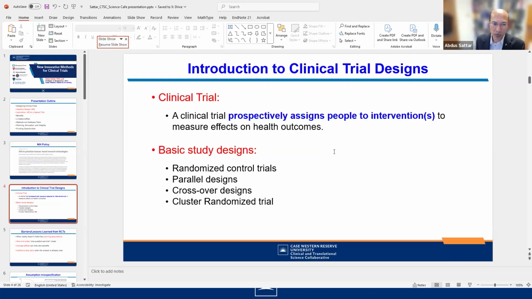So before getting into the adaptive trial design, I would like to introduce you to the basic clinical trial designs. So what is a clinical trial? A clinical trial prospectively assigns people to an intervention to measure the efficacy of, for example, a drug on health outcomes. There are basic study designs like randomized controlled clinical trials that could be parallel study design, also could be crossover. Another example could be cluster randomized trial. Most of the clinical trial designs are RCTs, randomized controlled clinical trials, in a parallel manner.